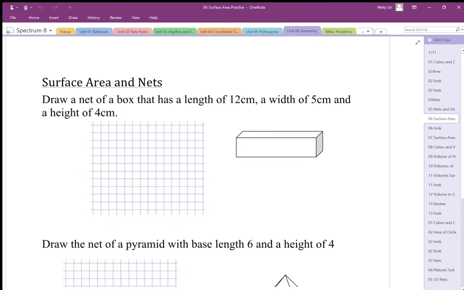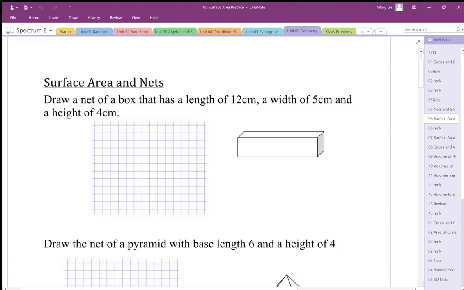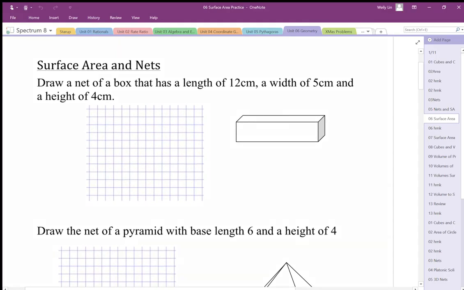So this lesson is just kind of a continuation of what we've been doing. We're going to do surface areas and nets, and we're just going to make sure that we are accounting for all the sides. These ones here I've given grids for, so I would like you to draw them relatively proportionally.